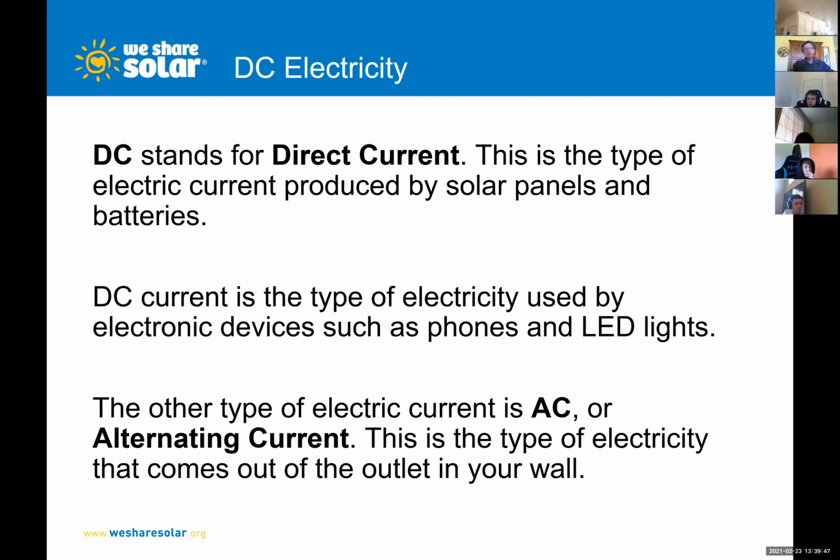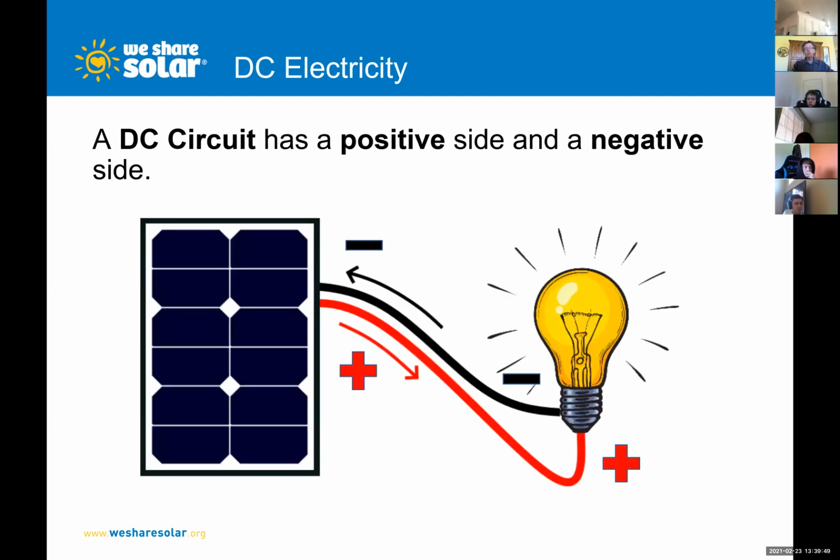So you don't always see that brick thing, but all of our modern electronics for the most part use direct current inside. So just so you know, a DC circuit has a positive side and a negative side. So we literally use the plus sign and the minus sign. You've probably seen it with batteries. One end of the battery has a minus, one end has a plus. So that confirms it's direct current.